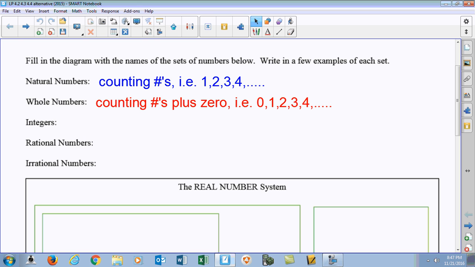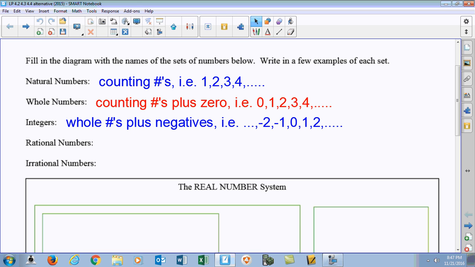Integers. Integers contain both natural numbers and whole numbers. They have 0, 1, 2, 3, 4, and so on, but they also contain negative numbers. So along with 0, 1, 2, 3, 4, 5, 6, they go to negative 1, negative 2, negative 3, negative 4, negative 5. Notice how there's no decimals. So that's the next biggest size.